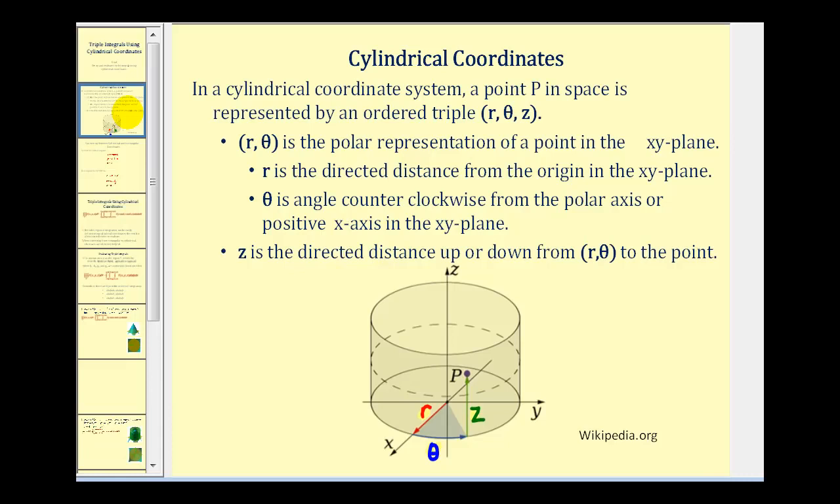In the cylindrical coordinate system, a point P in space, as we see here modeled below, is represented by an ordered triple r, theta, z, where r theta is the polar representation of a point in the xy plane, where r is a directed distance from the origin in the xy plane, as we see here. Theta is the angle counterclockwise from the polar axis, or positive x-axis in the xy plane, as we see here, and z is the directed distance up or down from r theta to the point P.